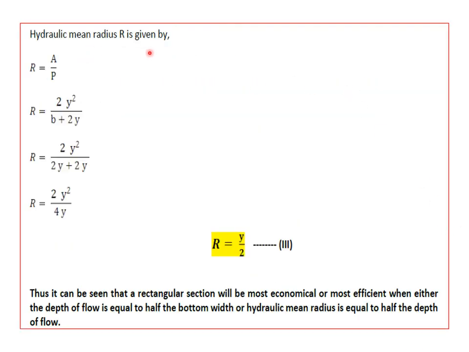Also, hydraulic mean radius R is A by P. Since A is 2Y square and P is B plus 2Y, and from the condition we found that B is equal to 2Y, therefore R is 2Y square divided by 4Y. So therefore hydraulic mean radius is Y by 2. So what are the conditions for the rectangular section? A is equal to 2Y square, B is equal to 2Y and R is Y by 2. So it can be seen that for most economical sections, the depth of the flow is equal to half the bottom width, or the hydraulic mean radius is half the depth of the flow.